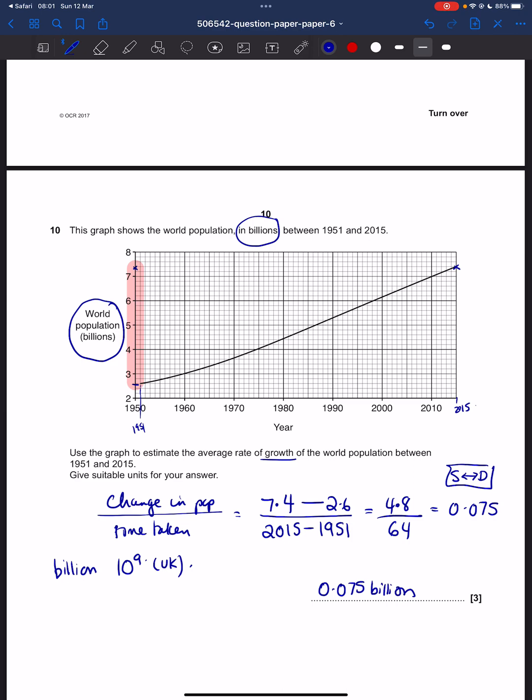Right, 0.075 times 10 to the power 9. So I've got it as 75 with 6 noughts. Okay, so that's the change every year. And is it sensible? I would say it is, yeah, to have that decimal place there. I would say that was fine.